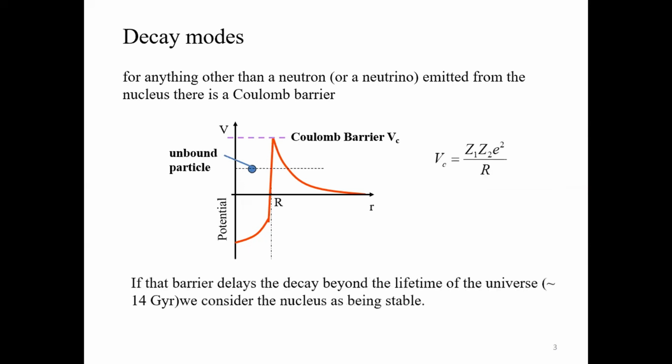The Coulomb barrier potential is given by Z1, Z2, e squared divided by R, that is dependent upon the charge which wants to leave the system, and the charge of the nucleus. If the barrier is there and it is possible that it will cause delays of the decay beyond the lifetime of the universe, then we consider the nucleus to be a very stable one. Probably it will not decay.